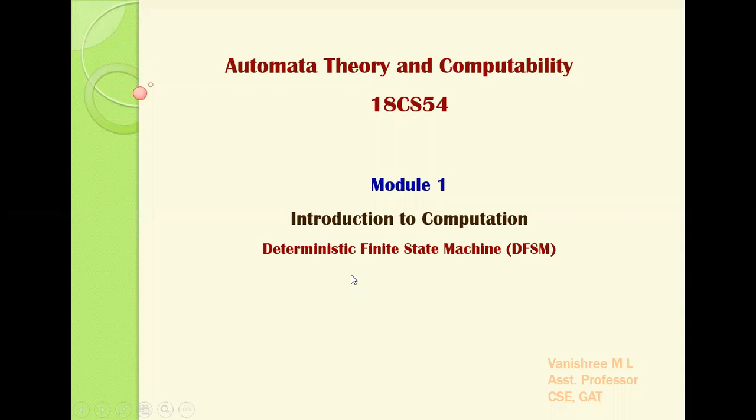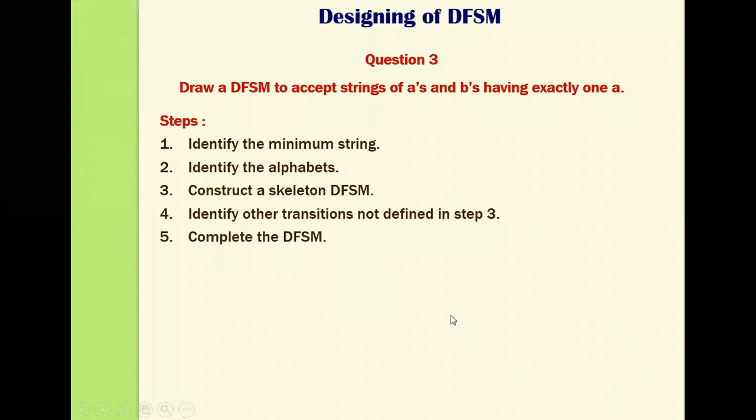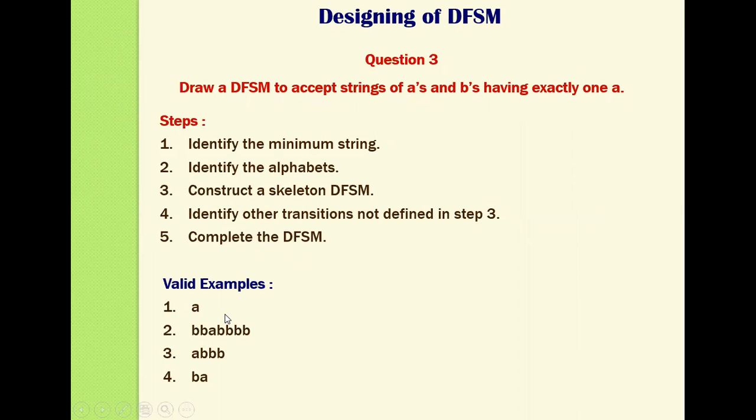In this video, we will see some more examples of DFSM designing part. So the question number 3 here, the question goes like this. Draw a DFSM to accept strings of A's and B's having exactly one A. Okay, having exactly one A. So you know the steps now. Let us see some valid and invalid examples.